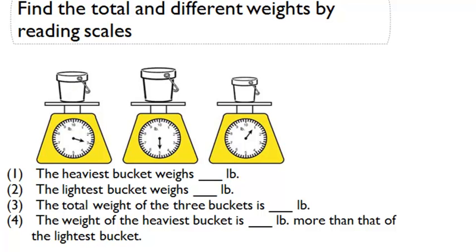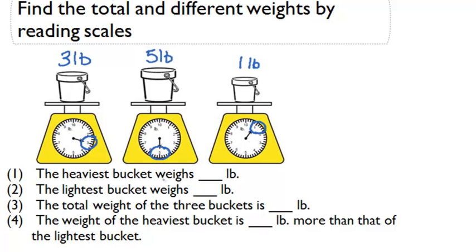The first scale, the arrow is clearly pointing to the 3, so we know that this first bucket weighs 3 pounds. The second scale points to the 5, so we know that the second bucket weighs 5 pounds. The third scale points to the 1, so we know that the third bucket weighs 1 pound.